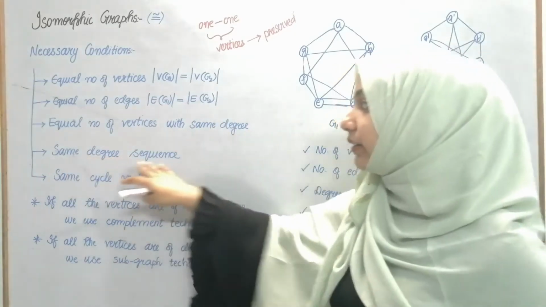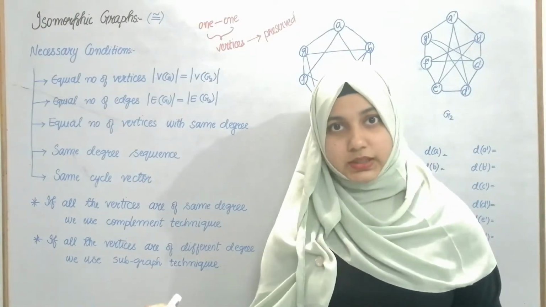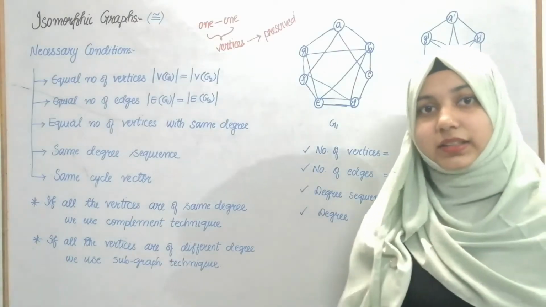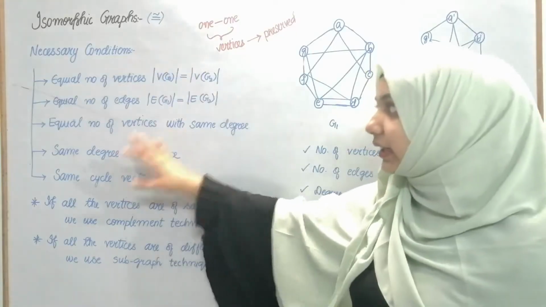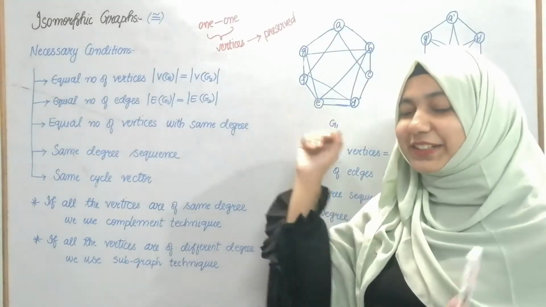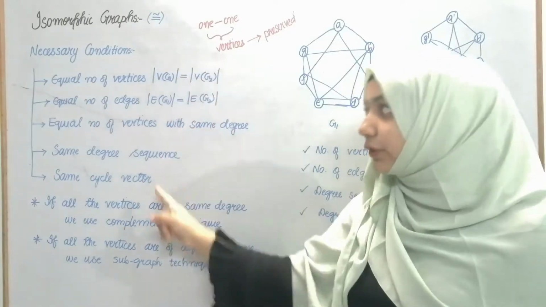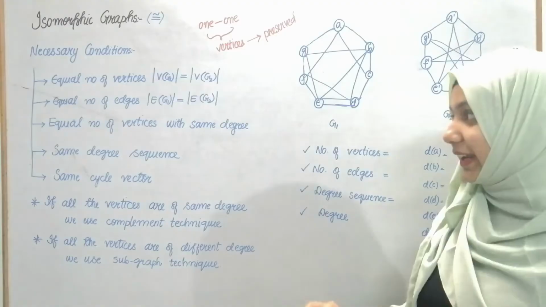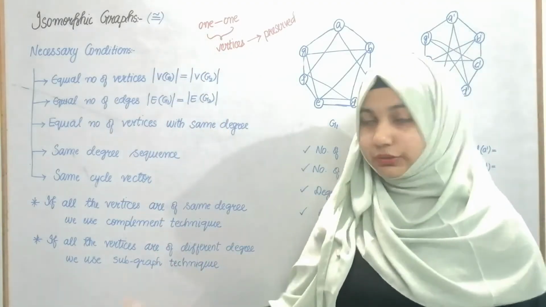Next, same degree sequence. Now the degrees have come, now the sequence should also be the same. Next, same cycle vector. If it is forming a cycle then the cycle vector should be the same. Clear? These are the necessary conditions that must be satisfied. If any one of the conditions fails, we say that it is not an isomorphic graph. Simple.